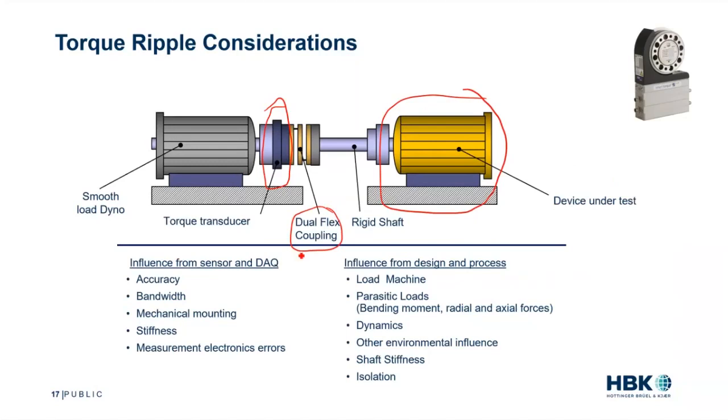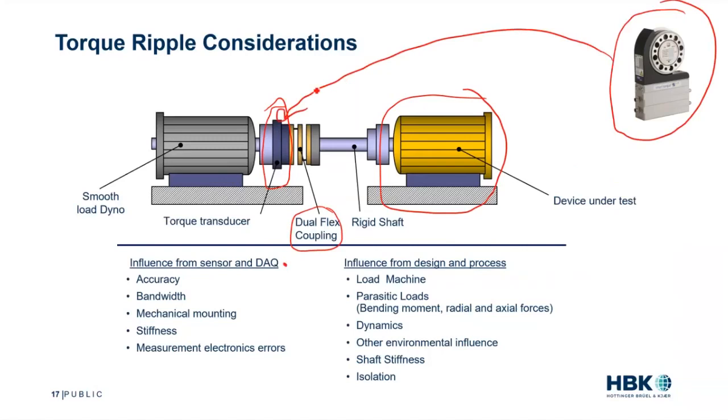So let's first look at the influences from the sensor and the data acquisition system. That's what HBK does, so that's what we'll talk about. So let's say you've got the T12 and that guy is sitting right here in our torque sensor. All right, things we need to consider. When looking at torque ripple, we're looking at a very, very small value, often on top of a DC. So let's say we have 500 Newton meters, and we want to look at 0.2 Newton meter ripple.